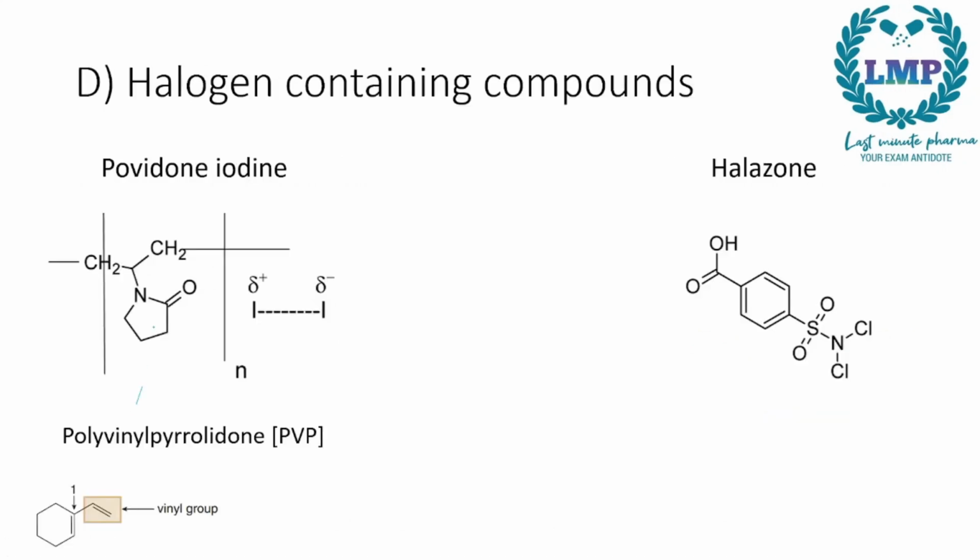Next up we have halogen-containing compounds. In halogen-containing compounds we have two examples, that is povidone iodine and halozone. Now what is povidone? The full name for povidone is polyvinyl pyrrolidone.